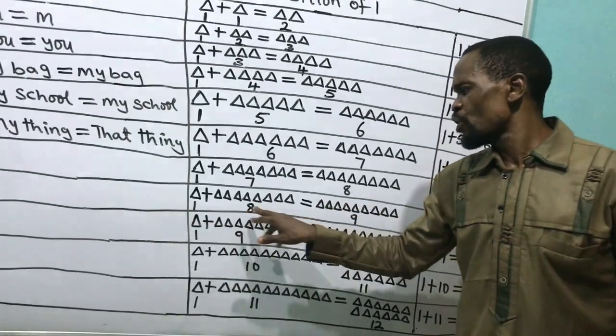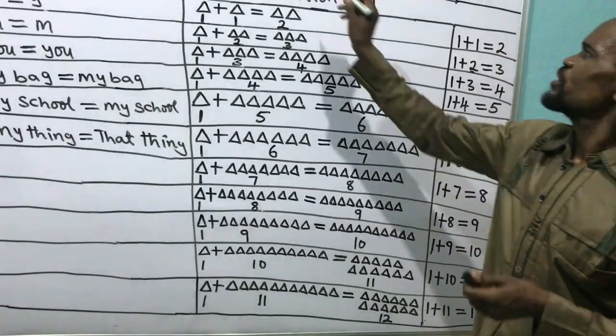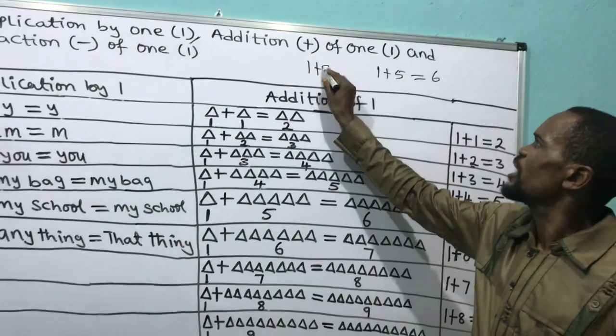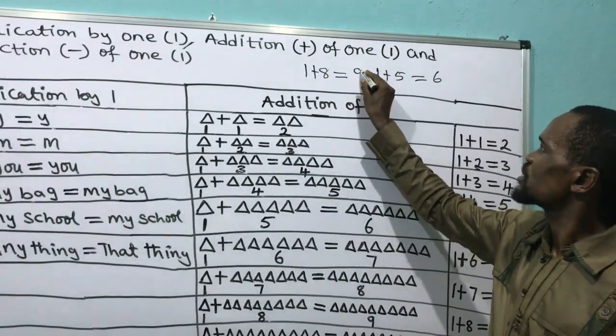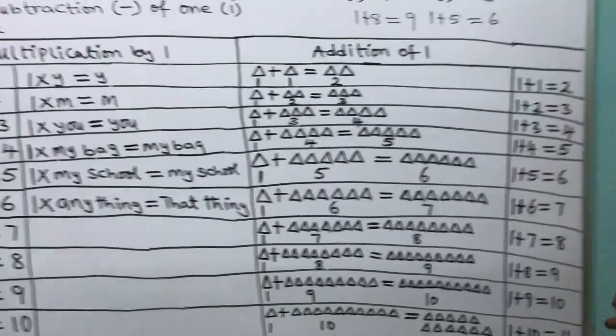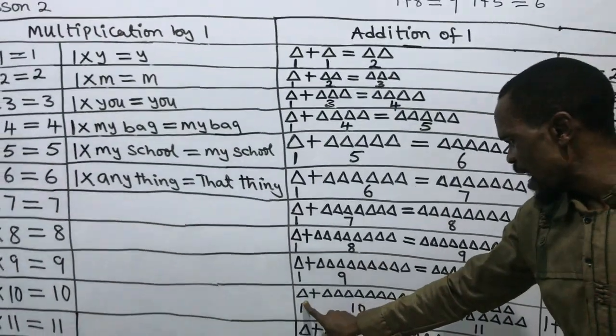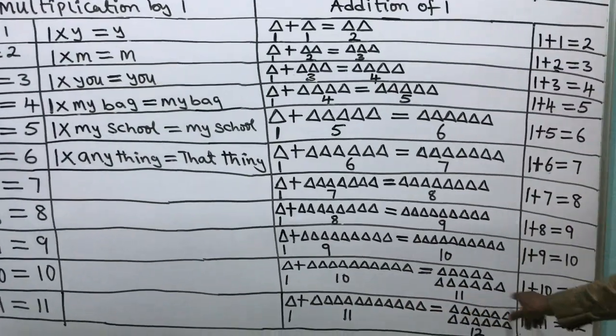That's 1 plus 8 will give me 9. What are we saying? 1 plus what? 8. The answer is what? 9. Then we'll come over here. Then 1 triangle plus 10 triangles will give me 11 triangles.